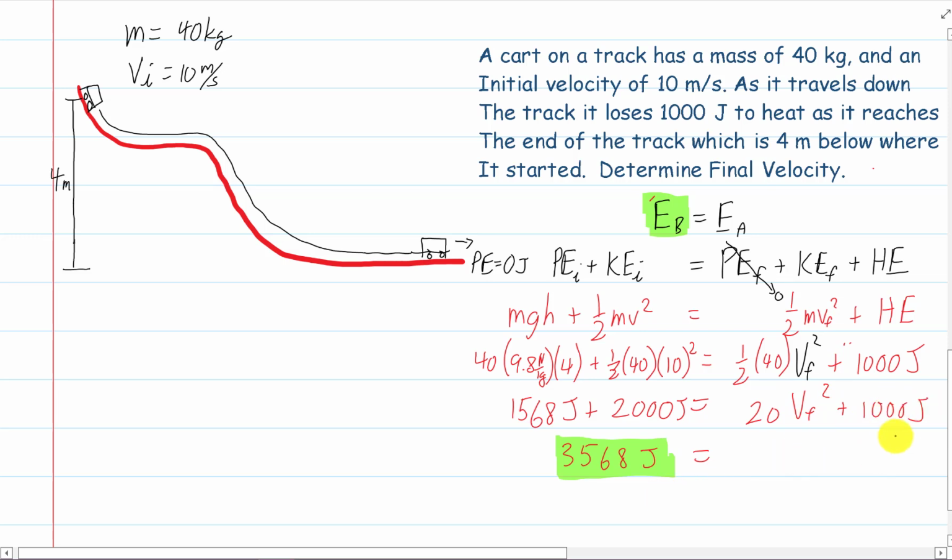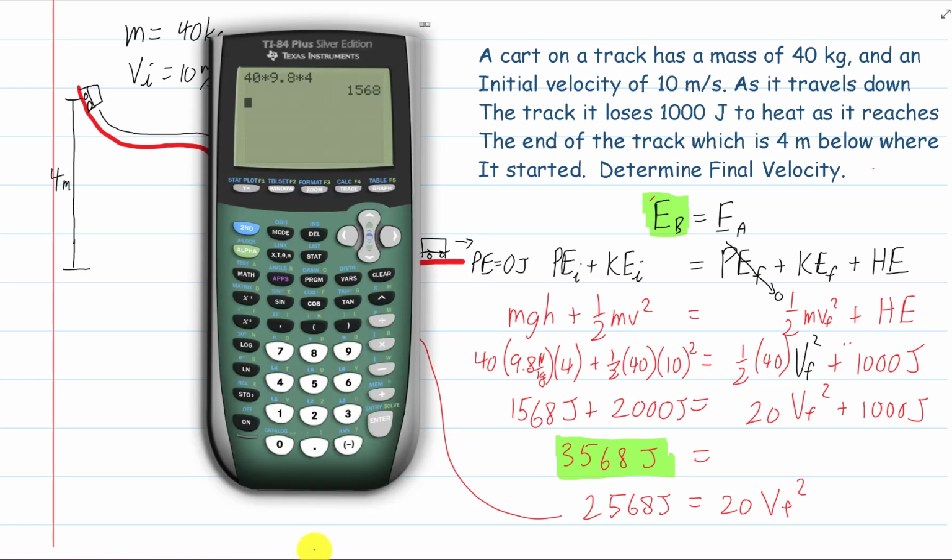And then we subtract 1,000 from both sides, and we get 2,568 joules is equal to 20 vf squared. I'm going to go over here now, and that's going to be add 2,000 to this, subtract 1,000, because that was the total energy. 1,000 went to heat energy, so this number is an important number.